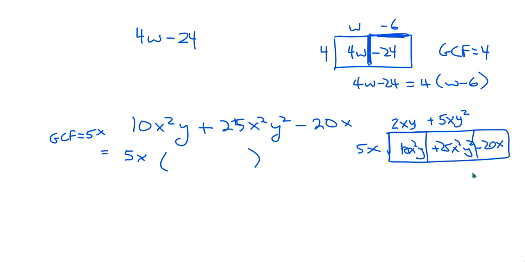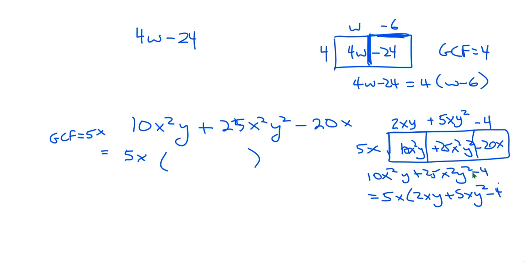And then the last one, one dimension is 5x, and the area is negative 20x. So what do I need to multiply 5x by to get negative 20x? That would be negative 4. And so this tells me that 10x squared y plus 25x squared y squared minus 20x can be factored as 5x times 2xy plus 5xy squared minus 4. Okay, this is factored. And remember what factored means, it means something times something.